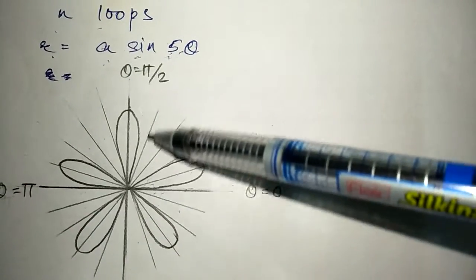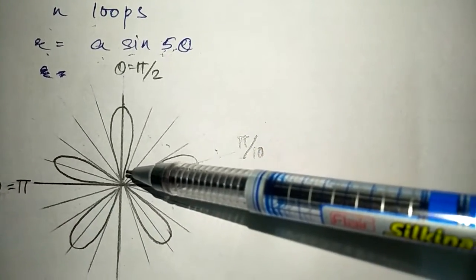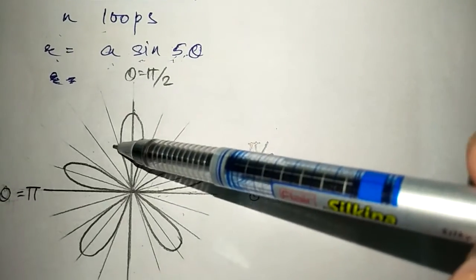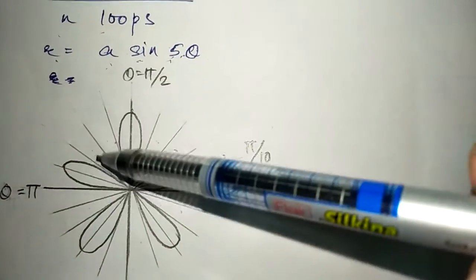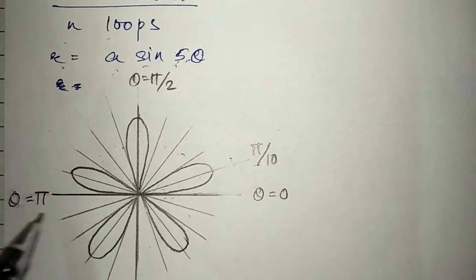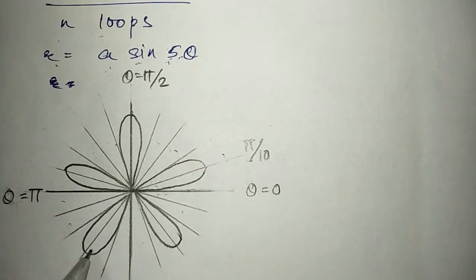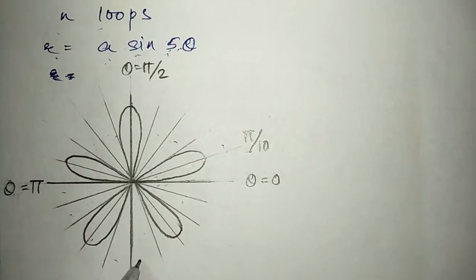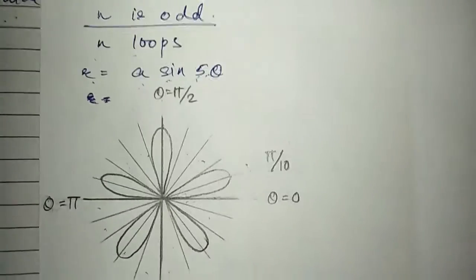You have drawn the next loop in the next sector here. Then again 2 sectors vacant, here you have the loop. Then again 2 sectors vacant, you have the loop here. And again 2 sectors vacant, you have the loop here.